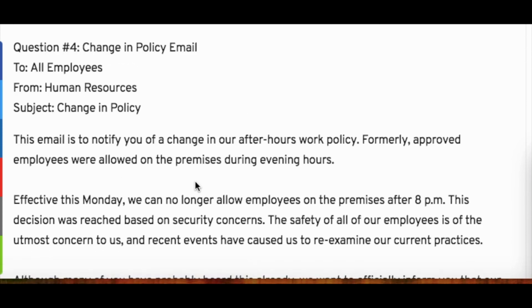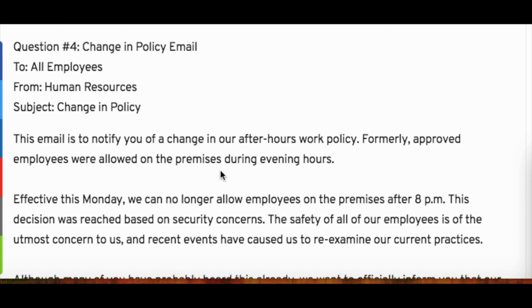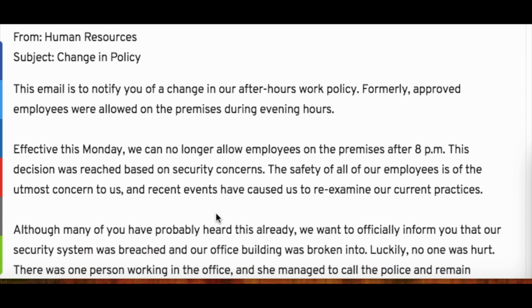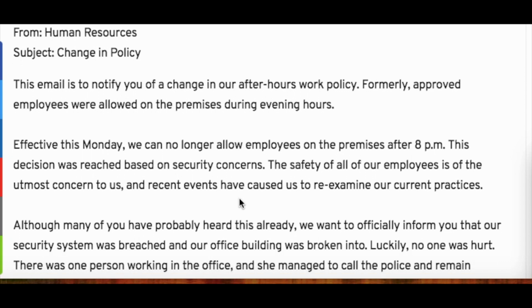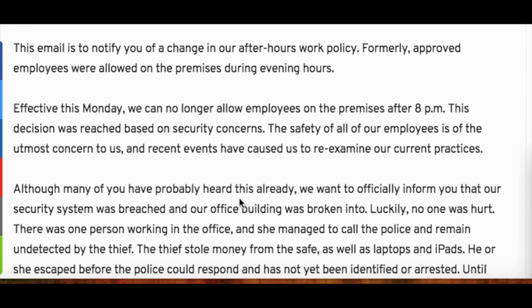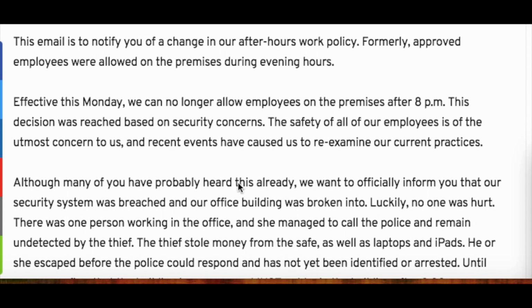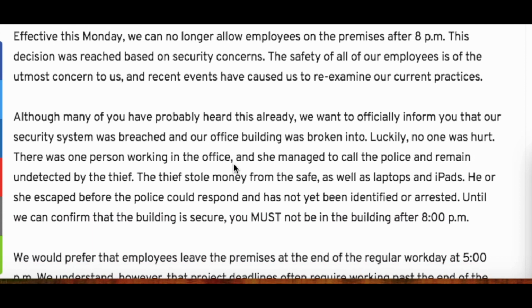The email is to notify you of a change in our after-hours work policy. Formerly, approved employees were allowed on the premises during evening hours. Effective this Monday, we can no longer allow employees on the premises after 8 p.m. This decision was reached based on security concerns. The safety of all of our employees is of the utmost concern to us, and recent events have caused us to re-examine our current practices.